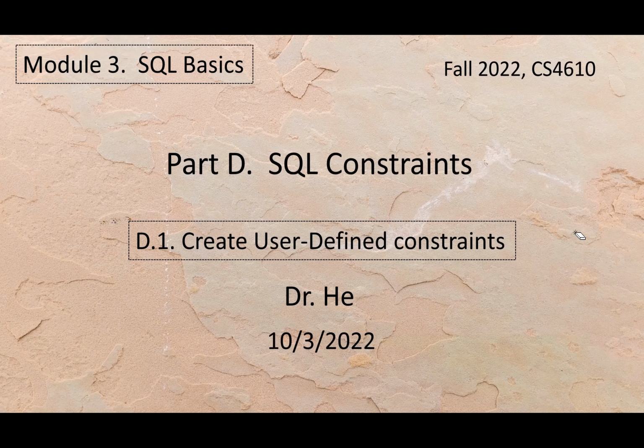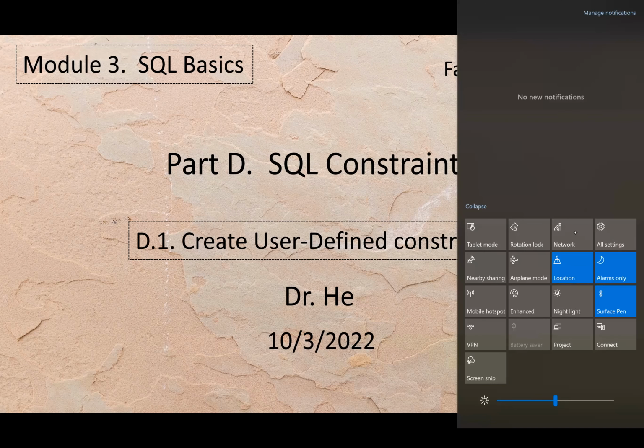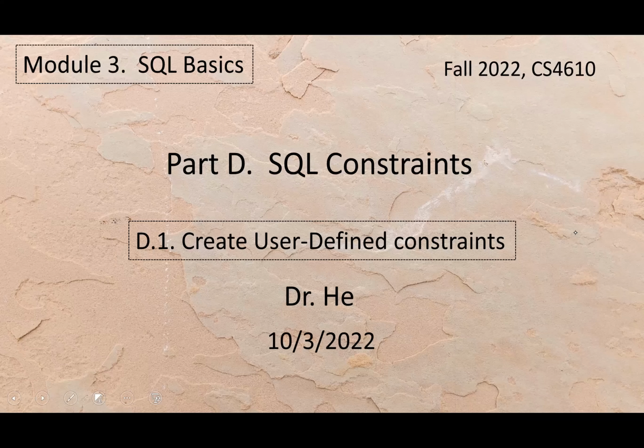Today, part D, SQL constraints. We talked a little bit about constraints before. The constraints we discussed before are mainly the ones the DBMS applies automatically, built-in. We call them built-in constraints. We do not need to do anything there.